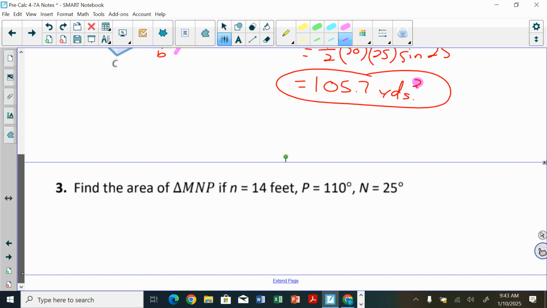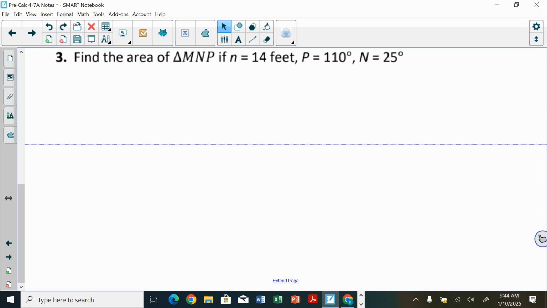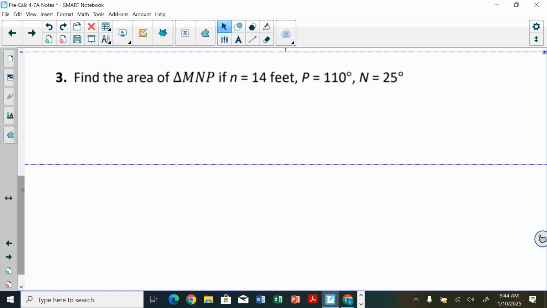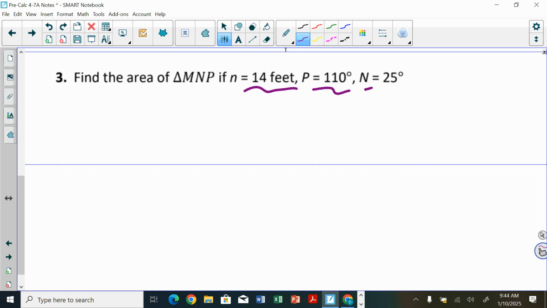Okay, so let's do one more. This time they don't give us a diagram, they just give us some dimensions. So we can always draw a triangle. It's not that hard to do. So find the area of triangle MNP, and then it gives us this. N is 14 feet, and you got a couple angles here. So let's just draw this out.